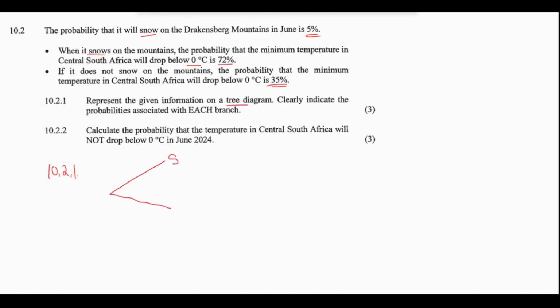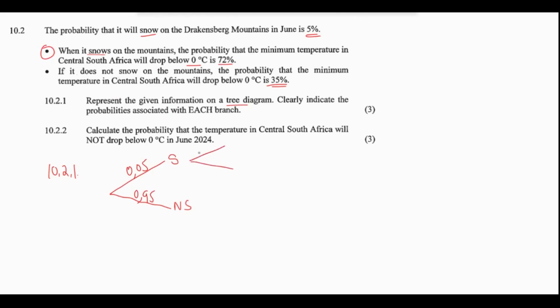So let's use S for snowing and NS for not snowing, right? The probability of snowing is 5%, so it's 0.05. What would be the probability of not snowing? It's going to be 0.95. Remember, these must add up to 1. The probabilities on the branches must add up to 1, right? And then this point, if it snows, means you're looking at this branch.